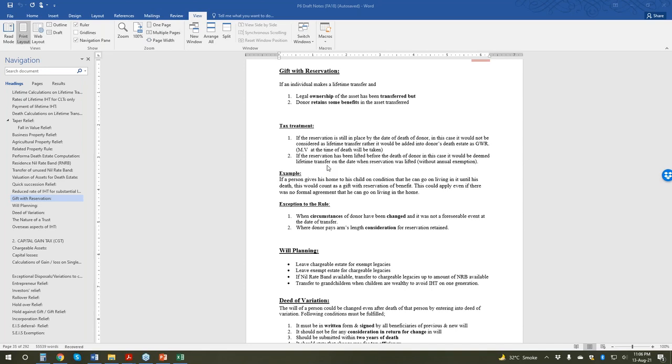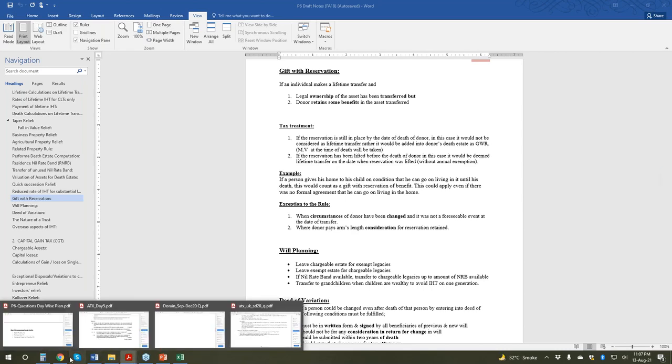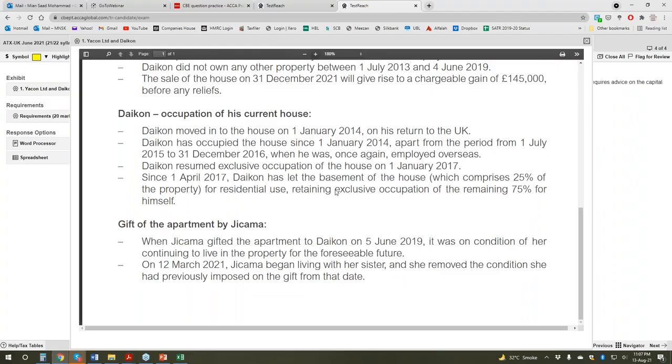Do remember that whenever you lift the reservation, and if the value is lower as compared to when it was made with reservation, that value will be considered as a lifetime gift. But the taper relief will still be available from the later date on which the reservation has been lifted. So this is the disadvantage of gift with reservation. So we'll get back to the question and correlate the date with it as well.